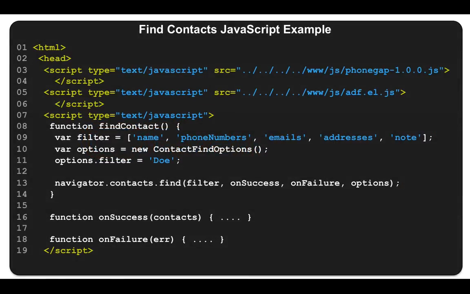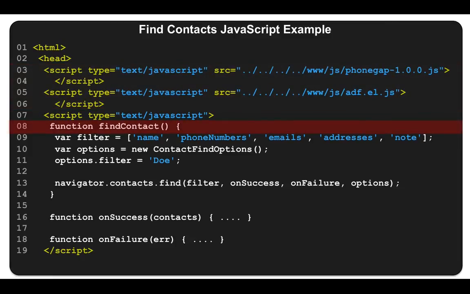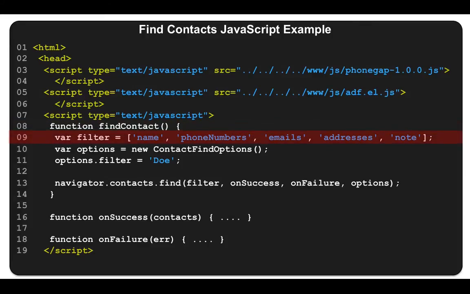In this example, we have the Find Contacts JavaScript API example, and on lines 3 to 6 we still import the PhoneGap and ADF EL JavaScript libraries, and then on line 8 we've created our own custom JavaScript function called Find Contact. Line 9, we set up the fields of the contact of the address book that we're going to search through, so name, phone numbers, emails, addresses and notes.